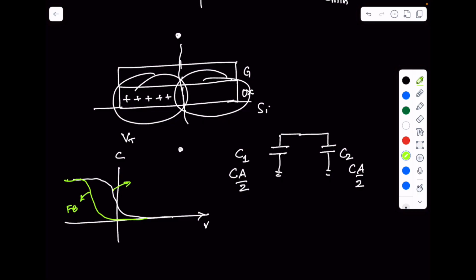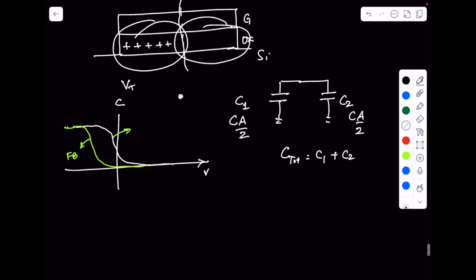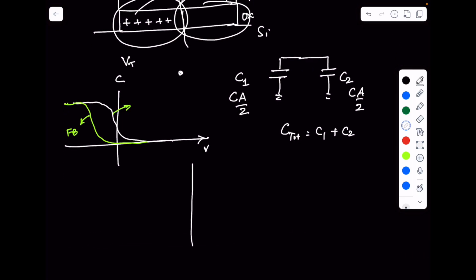Now remember you have these two capacitors in parallel. When capacitors are in parallel, the C total is given by C1 plus C2. So at all times I'm going to have these two capacitors add up, right? So basically think about it as essentially two curves, one curve this way, the other curve, as I said, in the green, and you sum them up together, right?